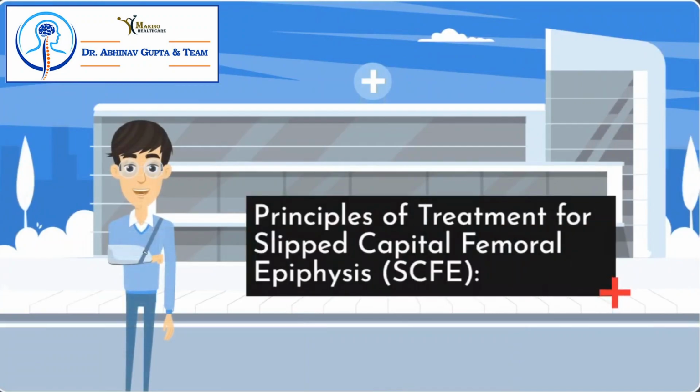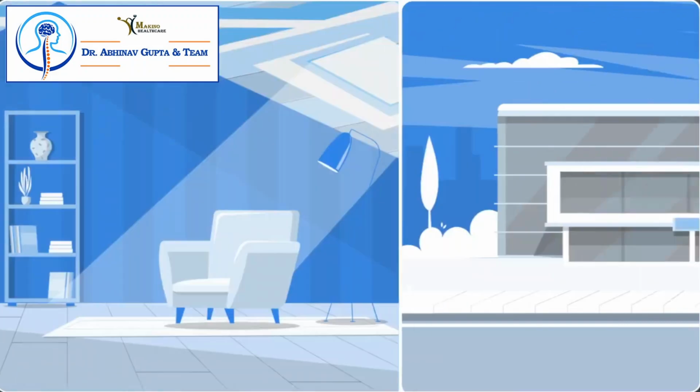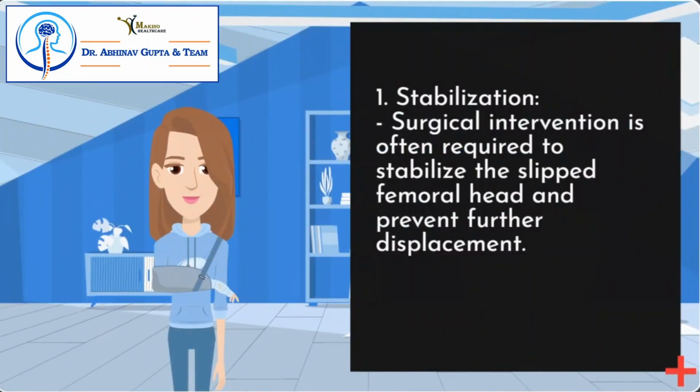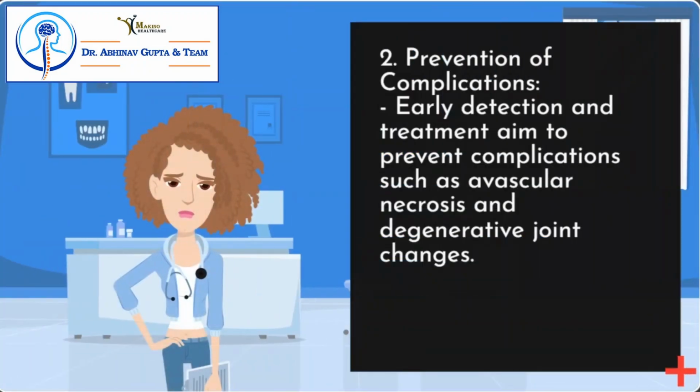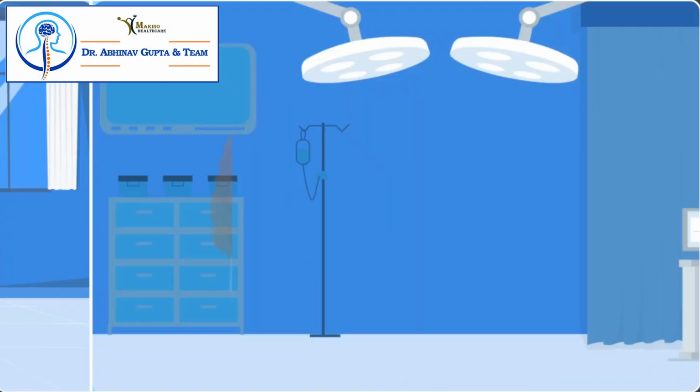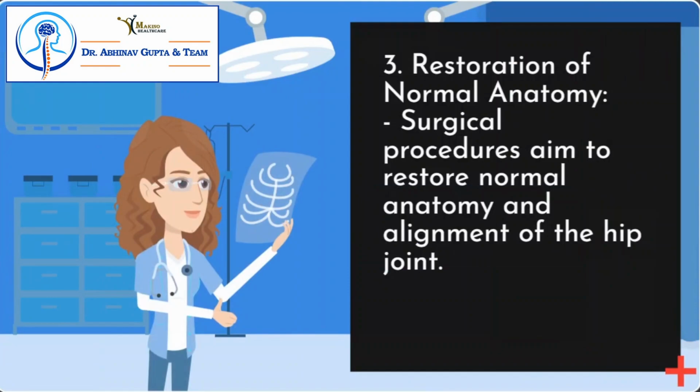Principles of treatment for slipped capital femoral epiphysis, SCFE. 1. Stabilization. Surgical intervention is often required to stabilize the slipped femoral head and prevent further displacement. 2. Prevention of complications. Early detection and treatment aim to prevent complications such as avascular necrosis and degenerative joint changes. 3. Restoration of normal anatomy. Surgical procedures aim to restore normal anatomy and alignment of the hip joint.